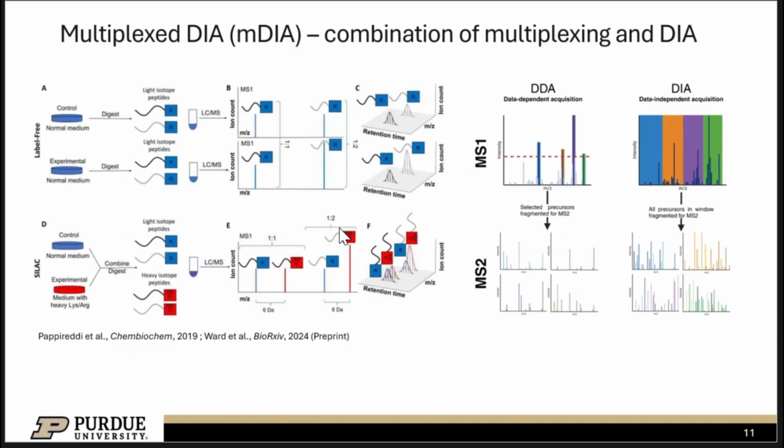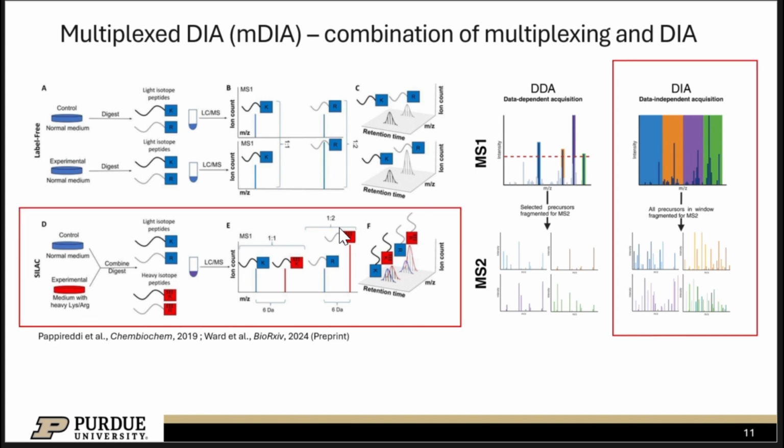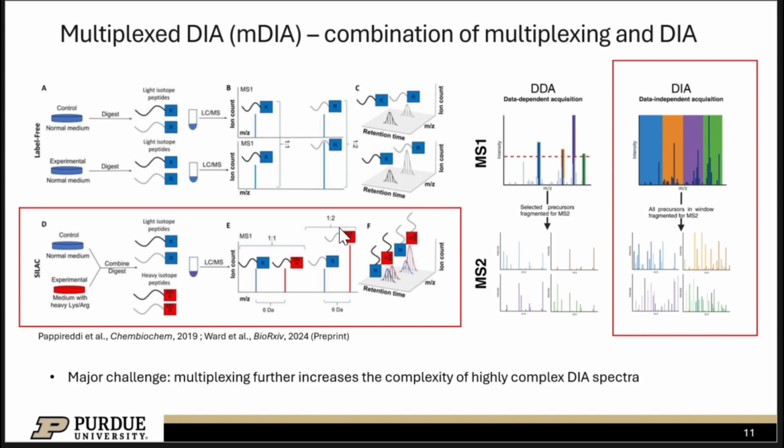So in this study, we try to apply the recently introduced method called multiplexing DIA. This method combines the advantages of both methods: multiplexing, which provides sample pooling and less variation between the samples, and the DIA method, which provides better sensitivity and better quantification. However, the major challenge of this method is that it further increases the complexity of the DIA spectra. So this might be the major limitation.